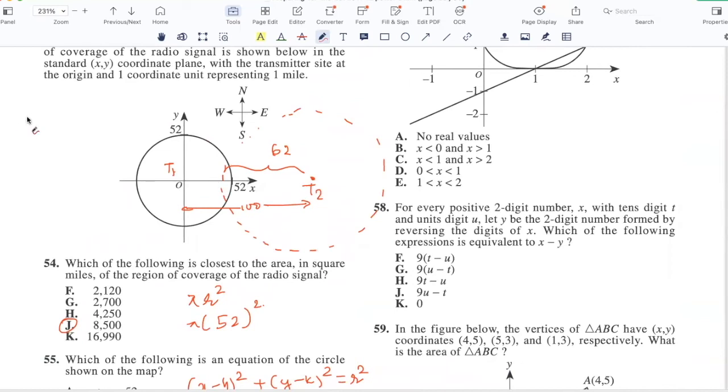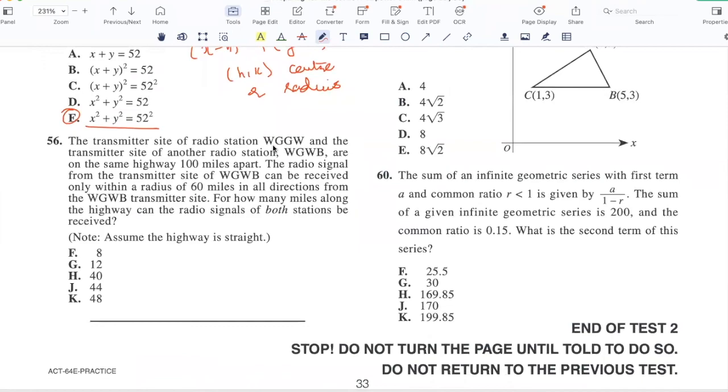Can I just do 52 plus 62 minus 100? Will that be correct? 114 minus 100, so that's 14. Will that be correct though? If I subtract, no, I don't think it will be correct because what is this distance from 52 to this? This is 48, right? Yeah, so 48 plus 14 is 62. So yeah, it is 14, right? Yeah, 14 is correct. Wait, that's not an option.